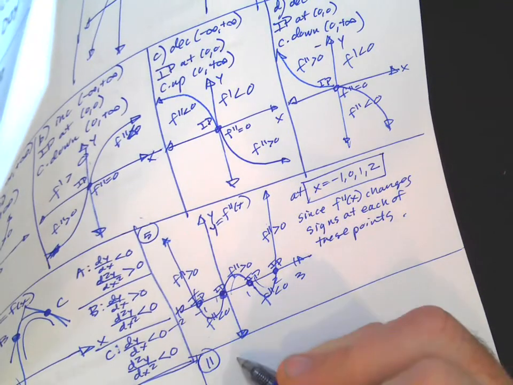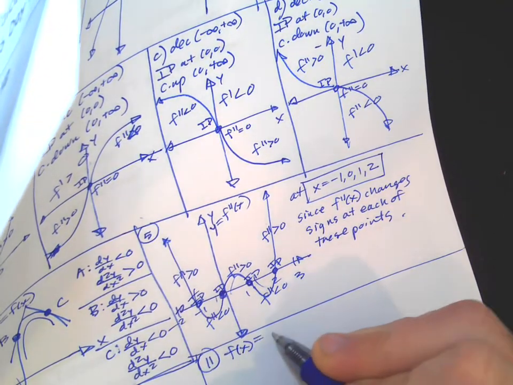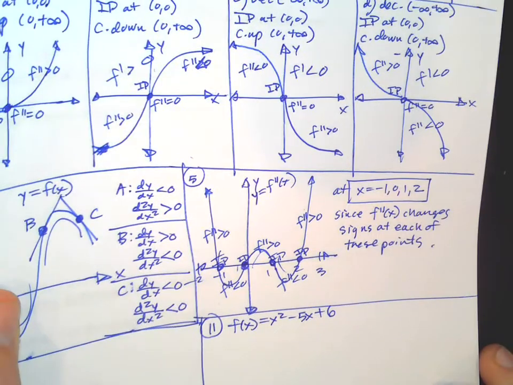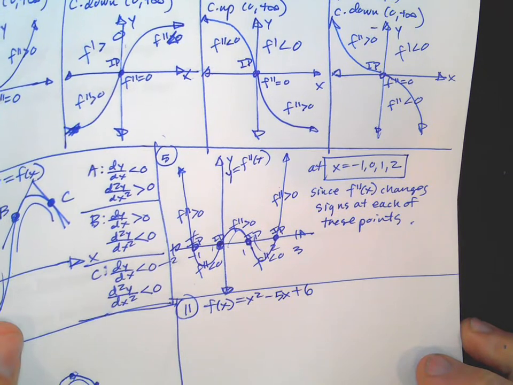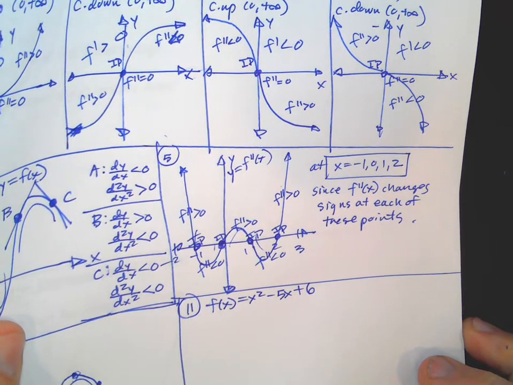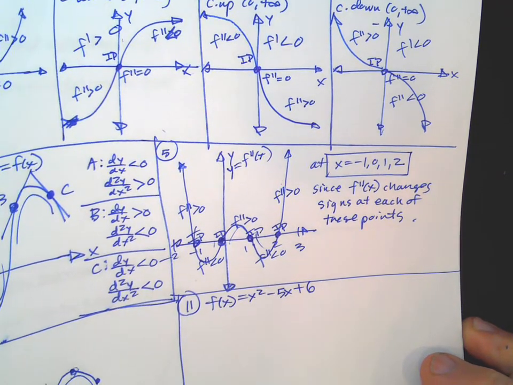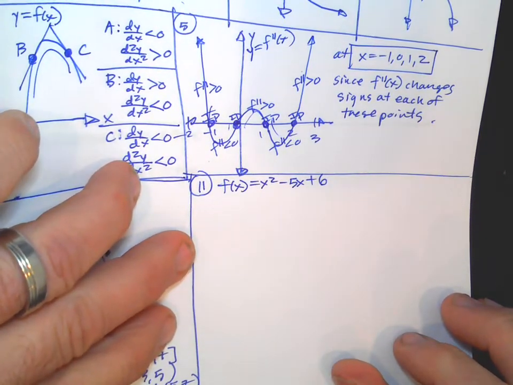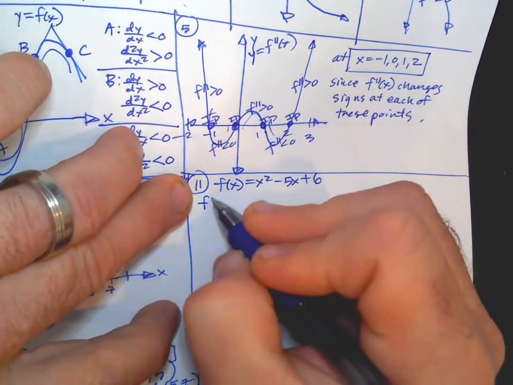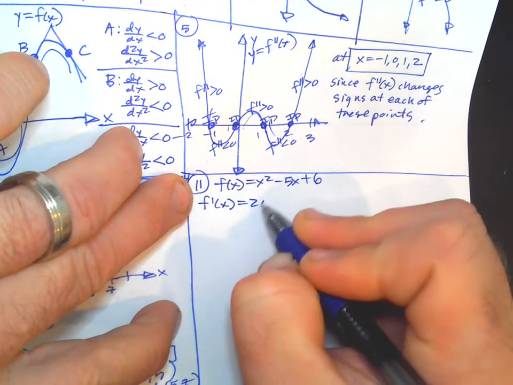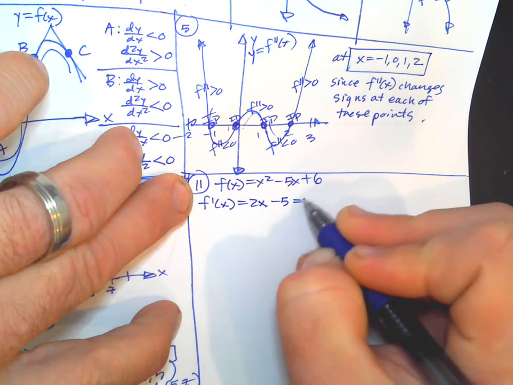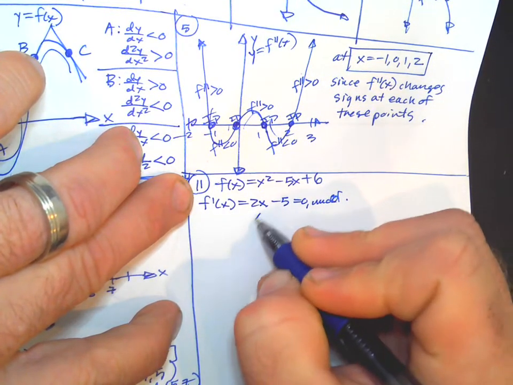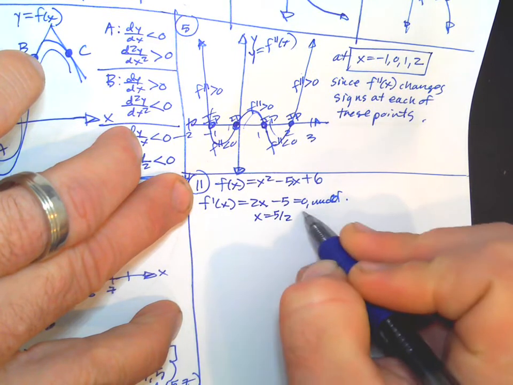Okay, number 11. It's asking you to do a bunch of different stuff. These ones say find the intervals on which f is increasing, decreasing, concave up, concave down, and the inflection points. So the same questions as 7, but without a picture. So this is where we're going to do a bunch of line checks here. The first thing you do is find the derivative. 2x minus 5 is set equal to 0 or undefined, right? And then x equals 5 halves is a critical point.